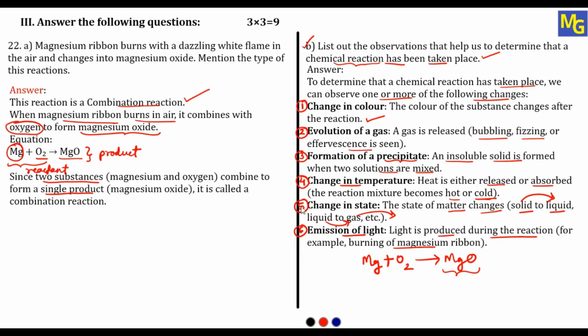So here I have mentioned 6 observations, but it is not compulsory that all 6 observations should be observed in a reaction. That's why I have given here one or more of the following changes takes place. Sometimes color will change, or sometimes the temperature will change, or the state also. So this is the answer for this sub question B from question number 22. Now we'll see the next question.